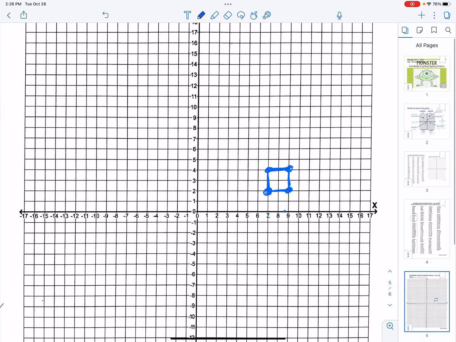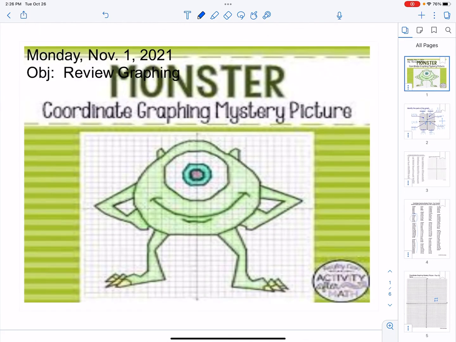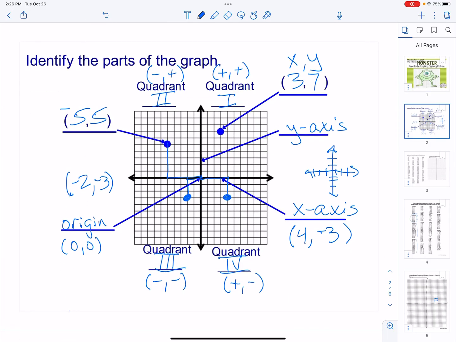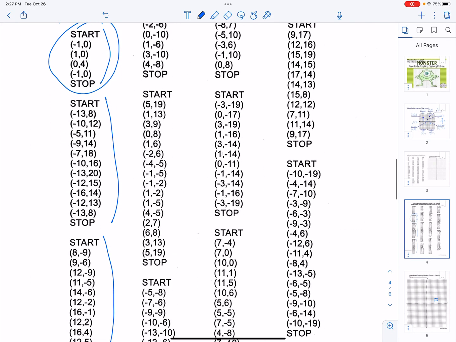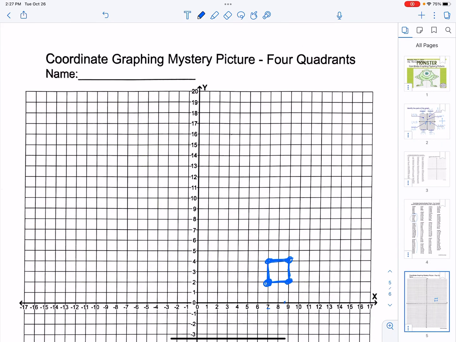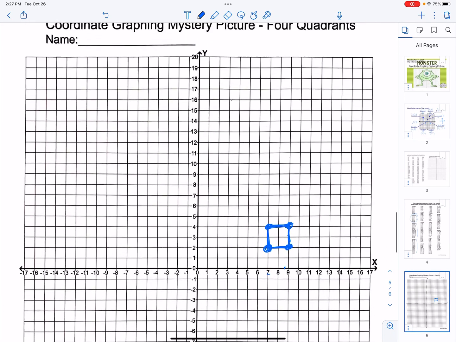Now, I showed you up here, I can't remember what his name is, but I'm sure you remember what his name is from Monsters, Inc. Okay? It's not that picture. It's something different. Okay? So we've reviewed the parts of a coordinate grid. Now what I'd like for you to do for the remainder of the period is take these coordinates and graph them. Now you're not going to turn this in today.